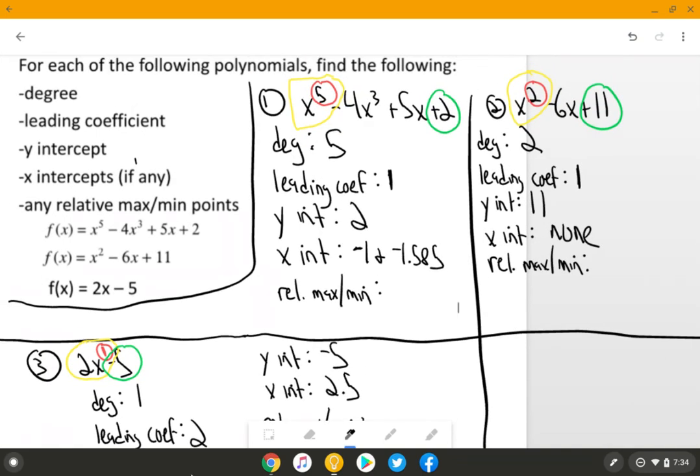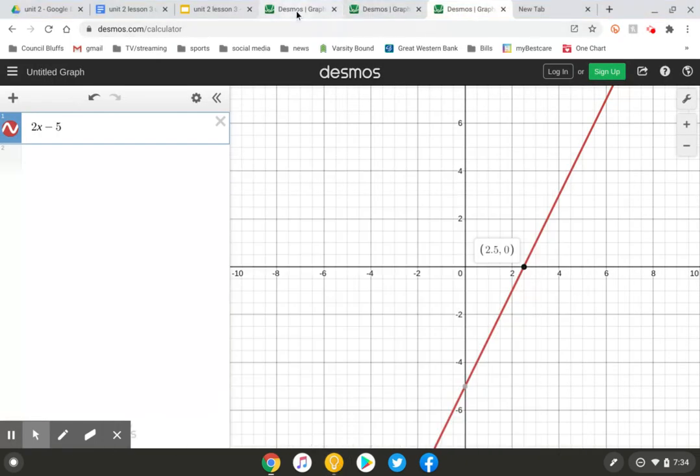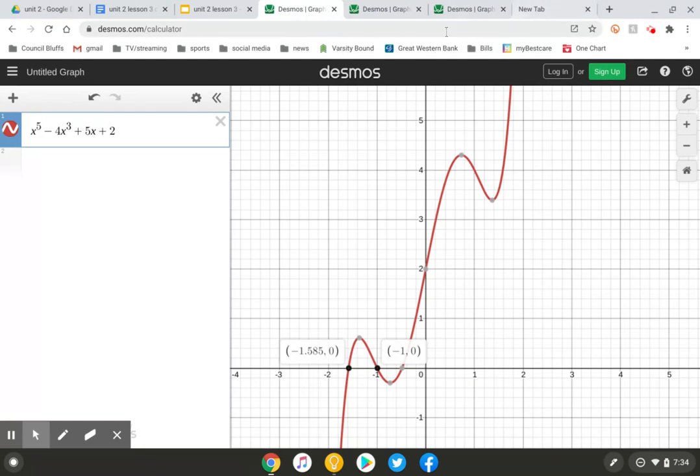Lastly, any relative max or min points. So that's going to be any high or low points wherever the graph changes from increasing to decreasing or vice versa. So again, we have to look at the graph. If I look at, for example, number 1 here, I see 2 maximum points and I see 2 minimum points.